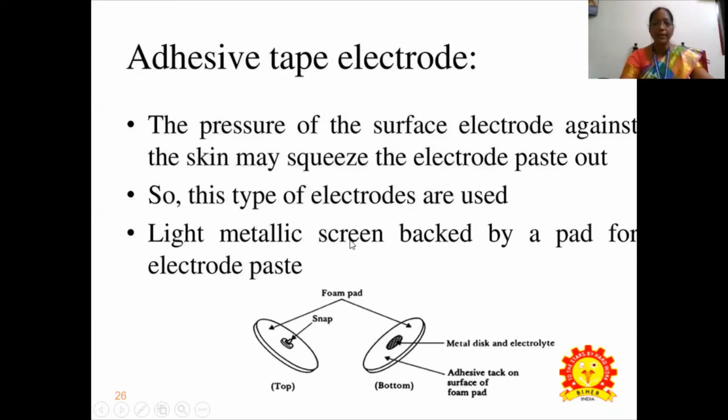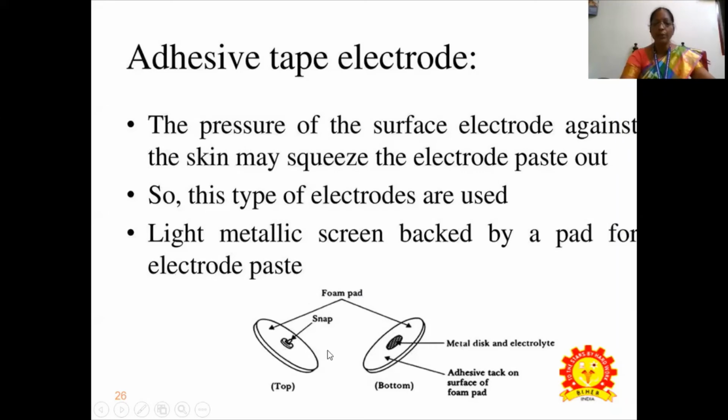A light metallic screen is backed by a pad of electrode paste, as shown in the diagram. We pull off the bottom sticker and paste it on the body part where we are going to take the recordings or readings, which will show the displacement or the vibrations of that particular part. There will be a foam and a snap.